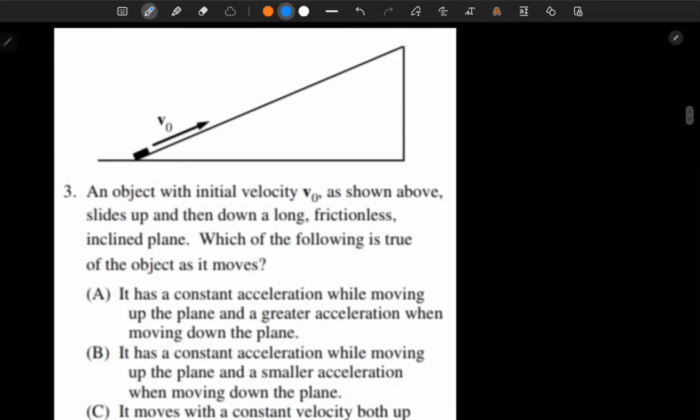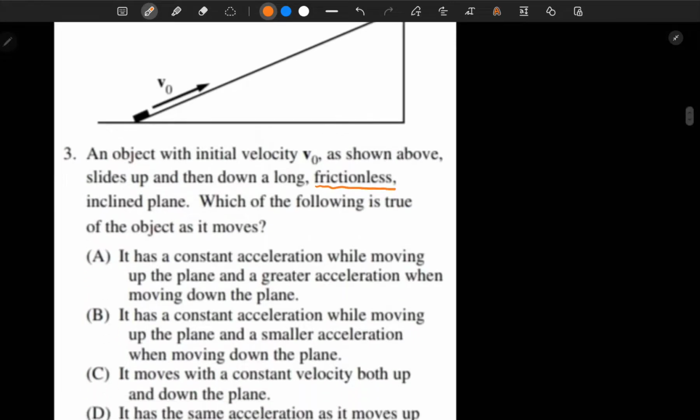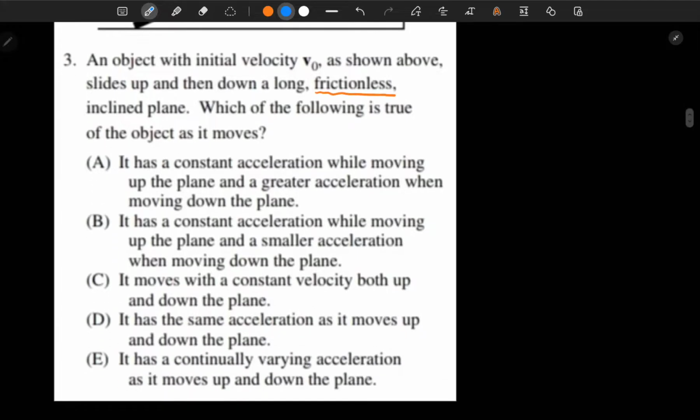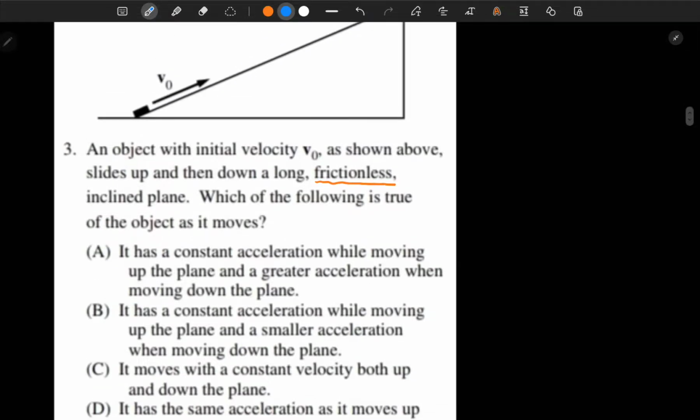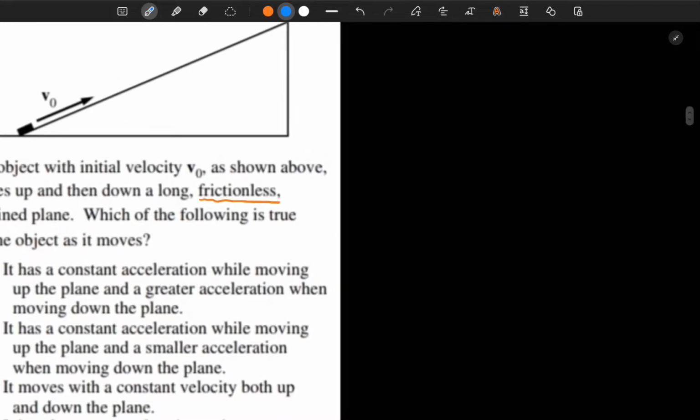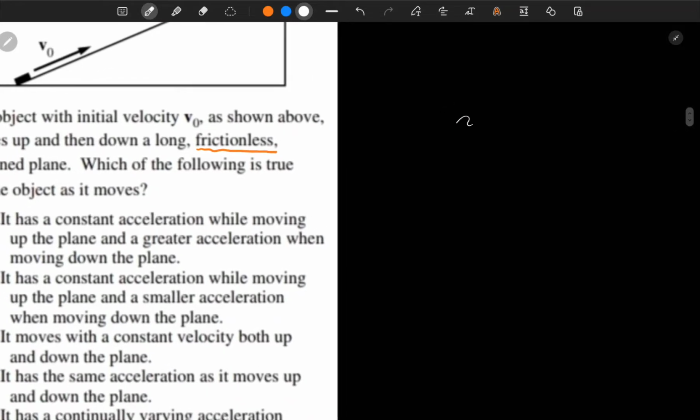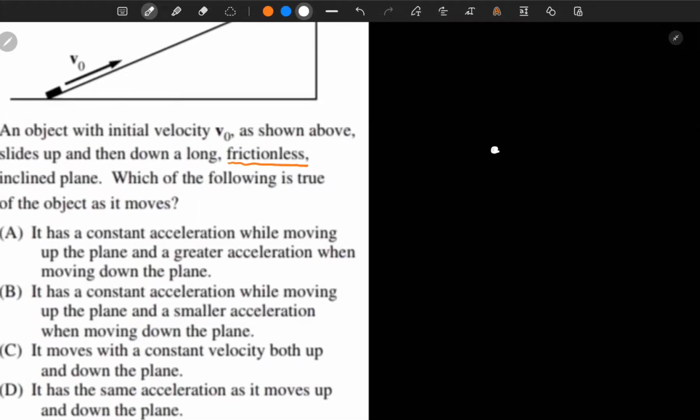Next, let's assume that an object with an initial velocity of v0, as shown in the diagram above, slides up and then down a long and frictionless inclined plane. Which of the following is true of the object as it moves? Well, we know that there is no friction force acting on the object. So the free body diagram of this object, at any point along the ramp, whether it's moving up or down, is that it has a single force, which is the gravitational force.